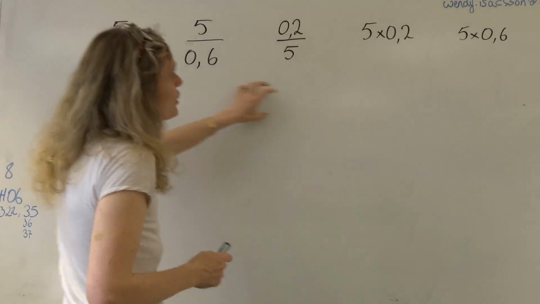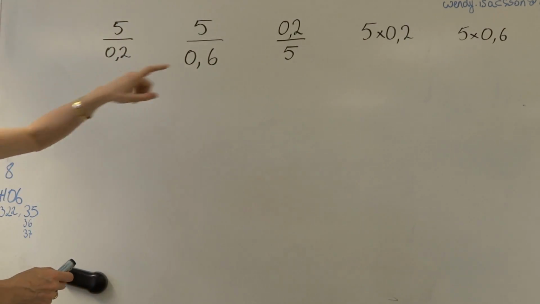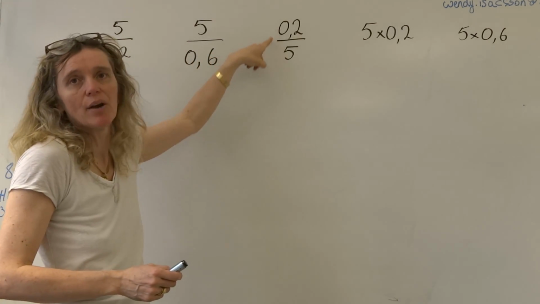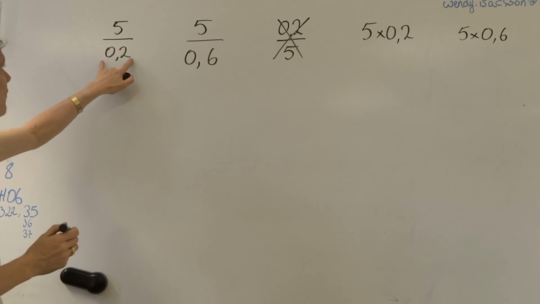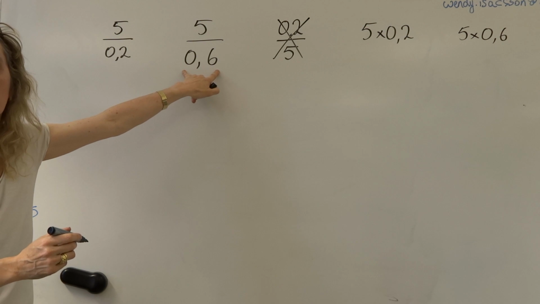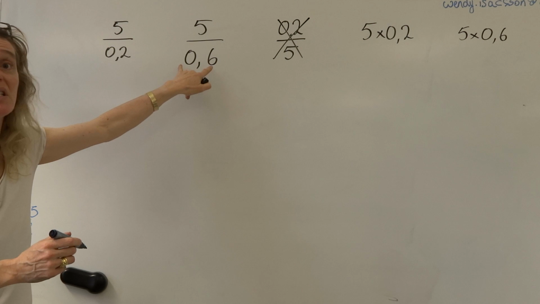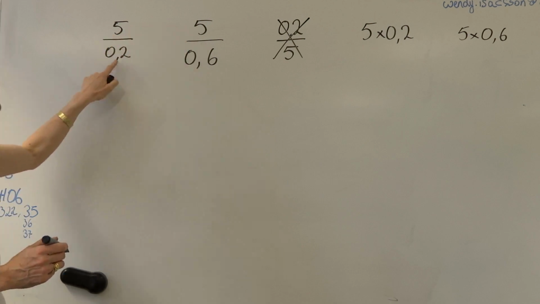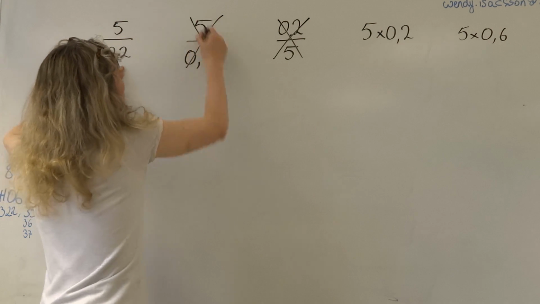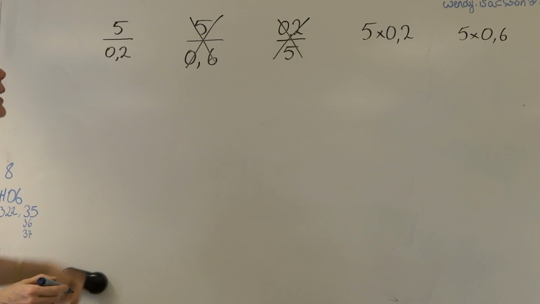The question now was, which of these is going to give us the biggest number? Well, if we're going to divide a decimal by 5, we're going to get a really small number. So that one can go straight away. If we were going to compare 5 divided by 0.2 with 5 divided by 0.6, dividing by the smallest decimal number will give us the biggest answer. So as we've got the same number on the top here, but here we're dividing by a smaller decimal, that one will not be the biggest answer. This one will be. Okay?